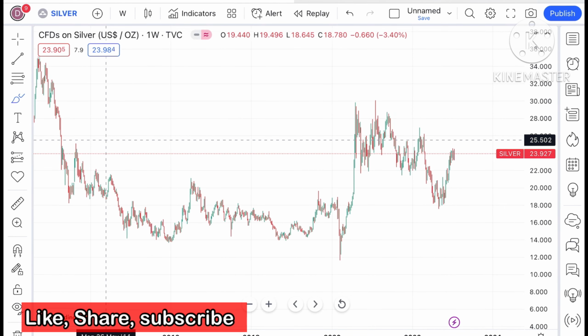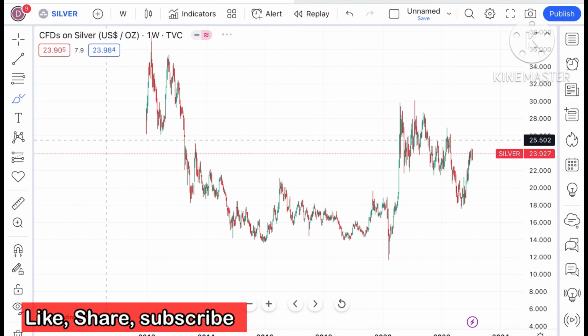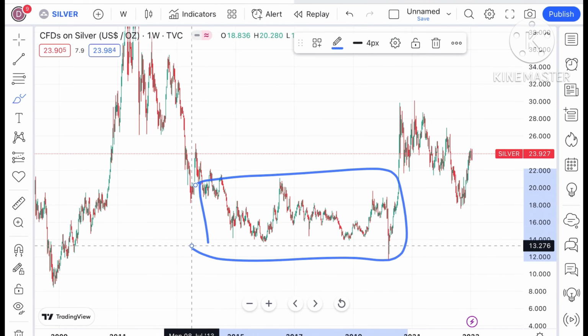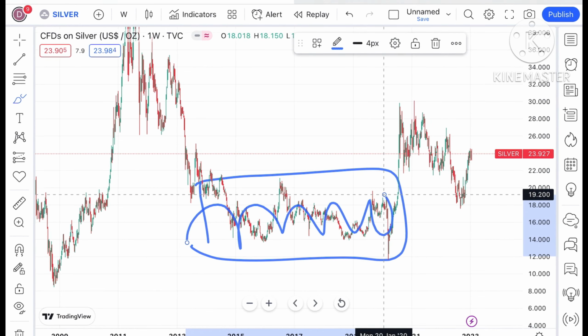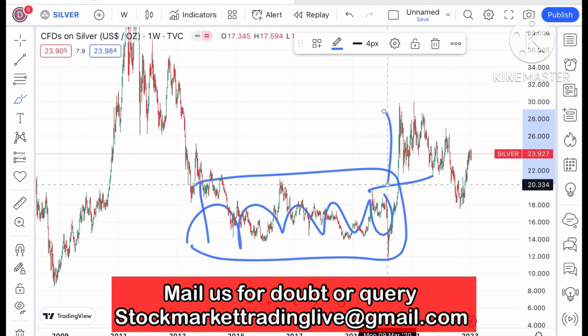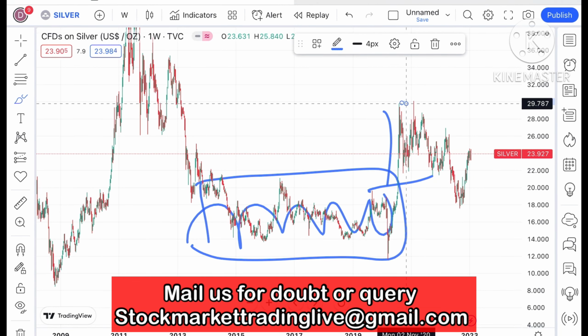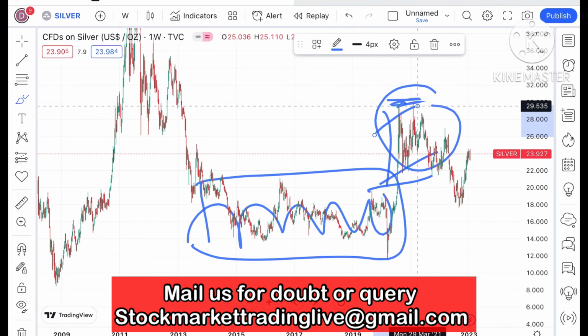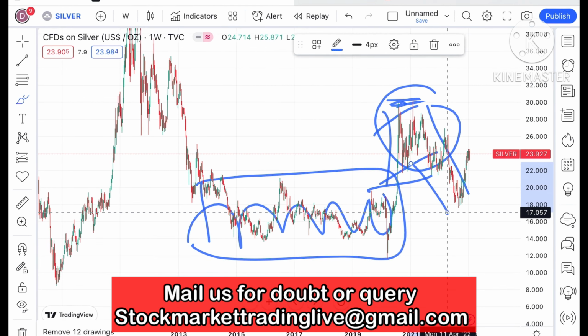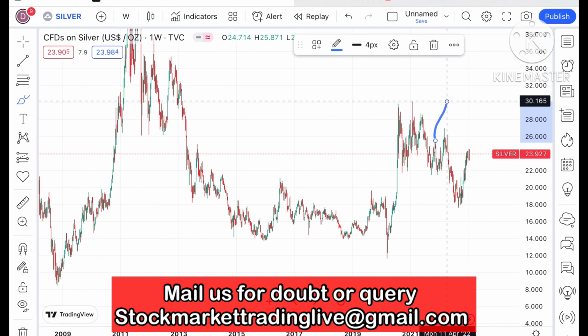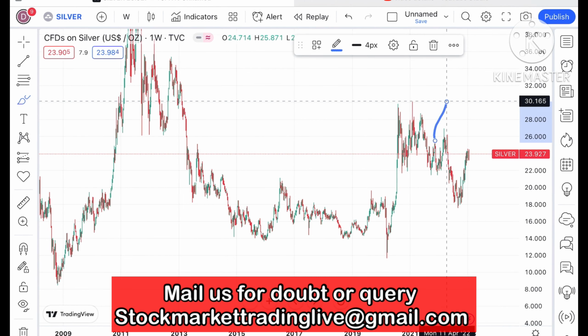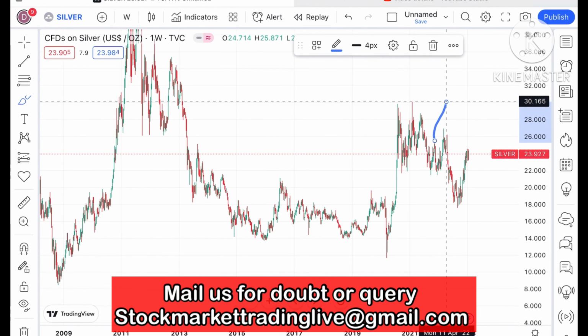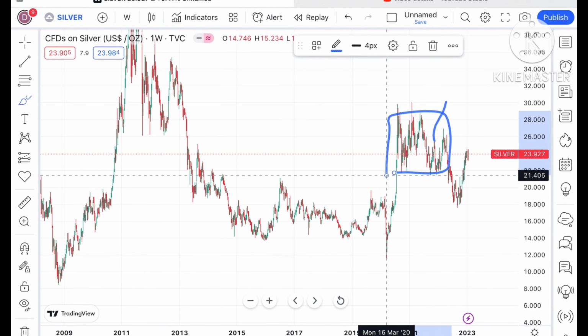See, if you look at the chart of silver from 2015, what we have seen since then is that it was moving in this particular zone. Once this zone broke upside, it made a high of around $29.787, and from there it continuously moved upside, and then we saw a sharp fall after making a high of around $30.165.